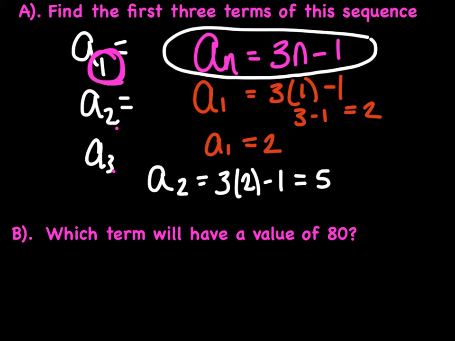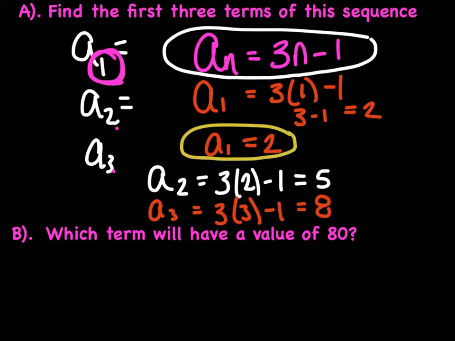And then I'll go get the third term, a sub 3. Again, I'm just replacing all the n's with the number 3. So 3 times 3 minus 1, that's 9 minus 1, which is 8. So my first three terms are a sub 1 is 2, a sub 2 is 5, and a sub 3 is 8. So I would say I have 2, 5, and 8, and I could go on and find as many as I want. The question just said what are the first three terms.